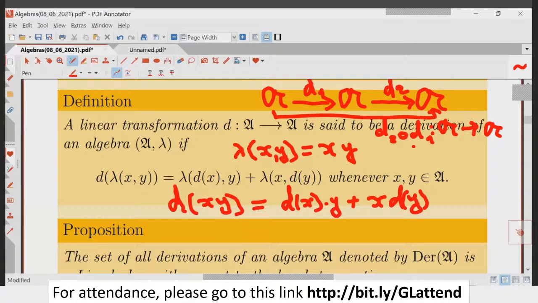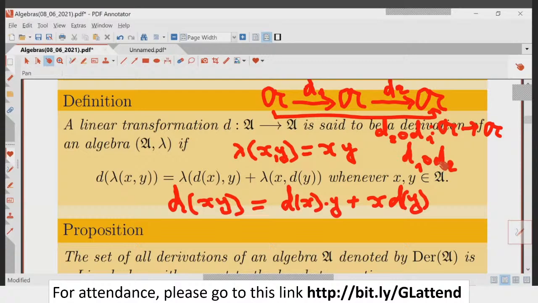Now you may ask the question: if D1 and D2 satisfy this condition, can I say that D2∘D1 or D1∘D2 also satisfies it or not? You can check it. No. So that means if D1 and D2 are derivations, then their composite is not a derivation in general. These two compositions are not derivations.